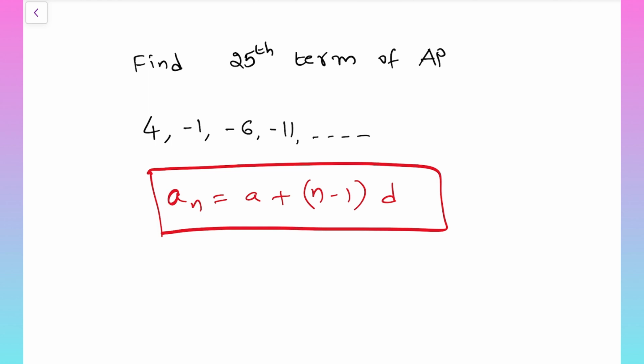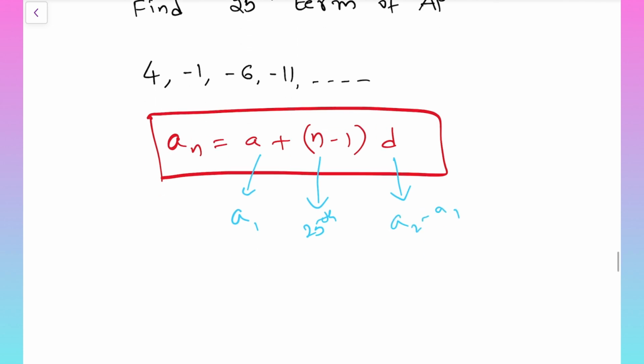So now, before solving this, let us check what the values in the formula are. Here A is the first term, or simply A1. N is which number of term they are asking. In this question they are asking the 25th term, so the N value will become 25. Then D, the common difference, right? That is the second term minus the first term, A2 minus A1. Let us check all this then.